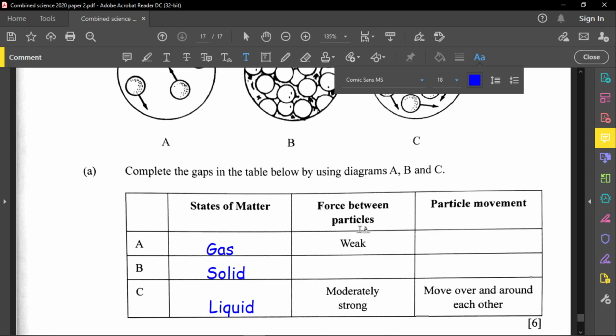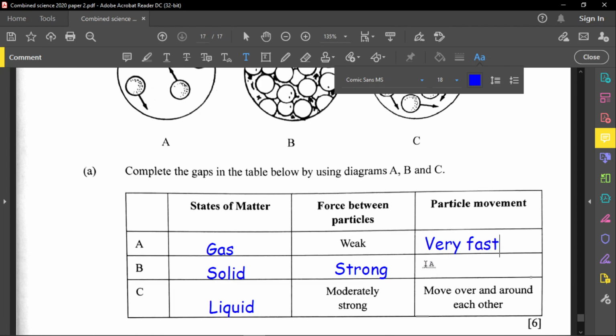And in terms of force, gases have weak intermolecular forces. Solids have strong intermolecular forces, so the forces that hold them together are strong. The movement of particles in gas will be very fast, or relatively fast.